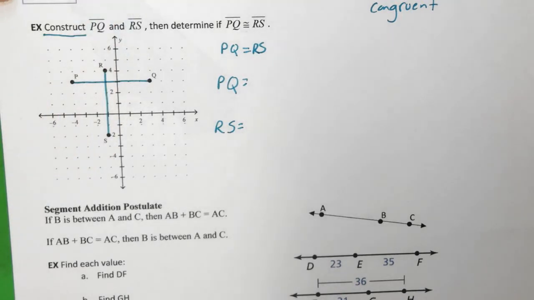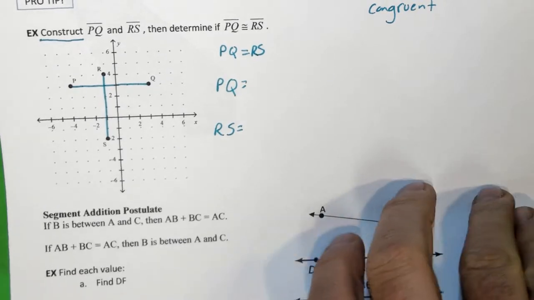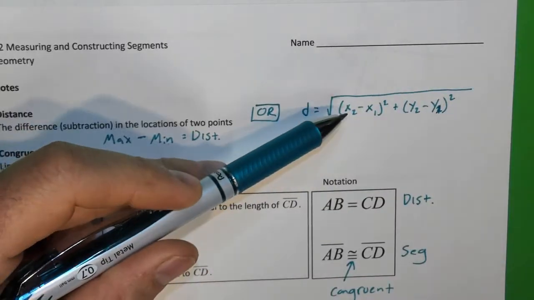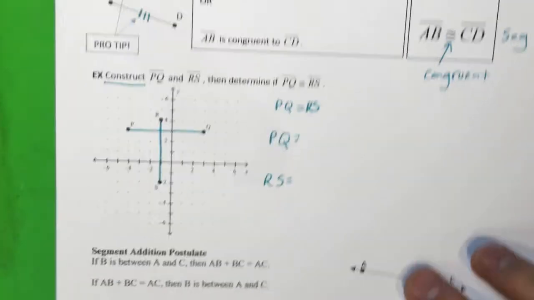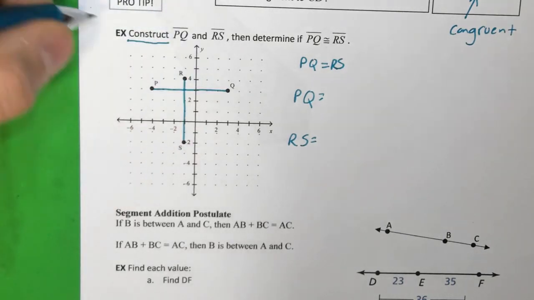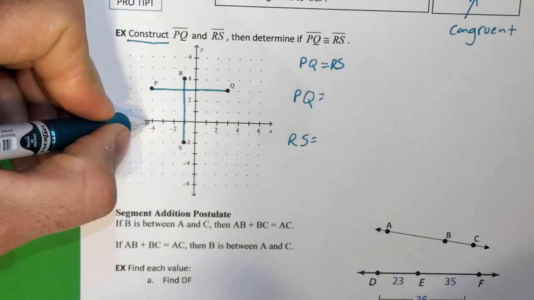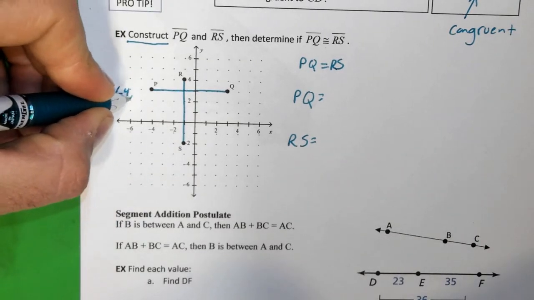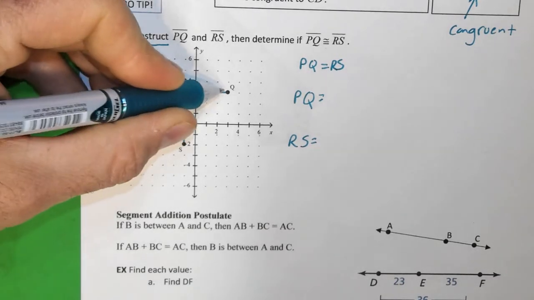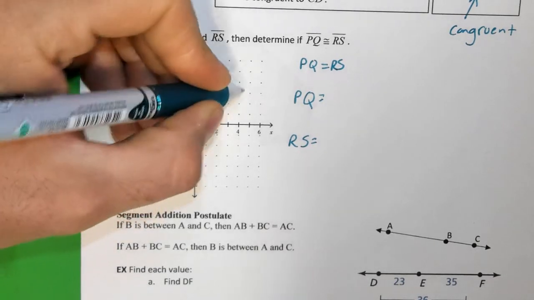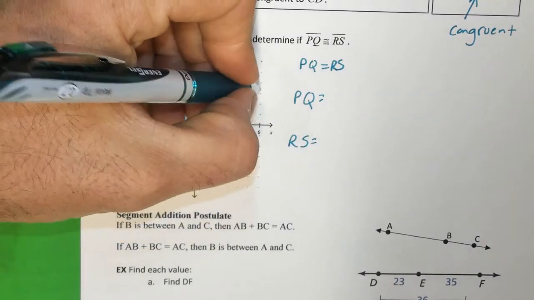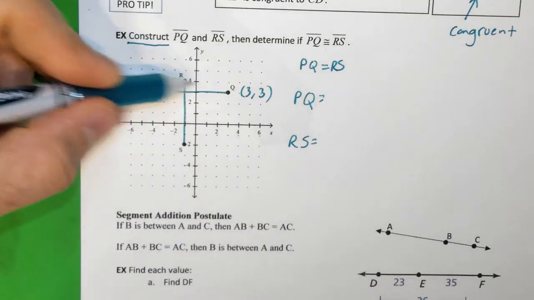Now remember when we were talking about our distance formula up here at the top, I had mentioned that the simplistic distance formula was max minus min, and I had also mentioned that you could use your more complicated distance formula. Now in either of those cases, you're going to need to know what the locations are for the points P and Q. So I'm going to find that. P is 4 units over, which is going to be negative 4 because it's to the left, and it's 3 units up, positive 3. Now Q over here, that's 3 units to the right, positive 3, and 3 units up, another positive 3.